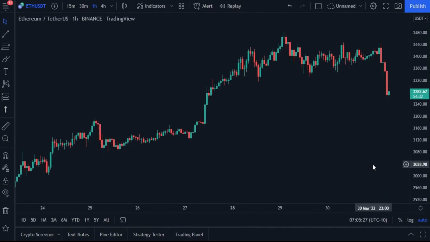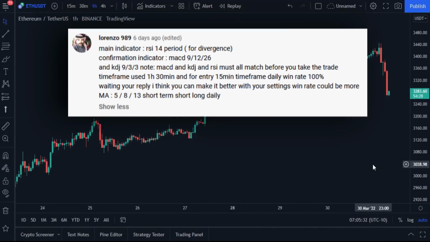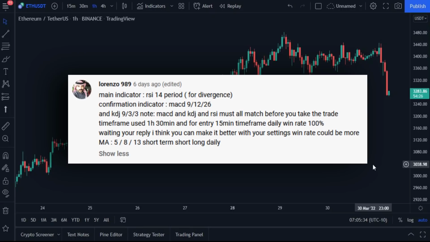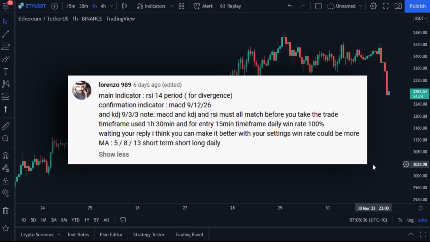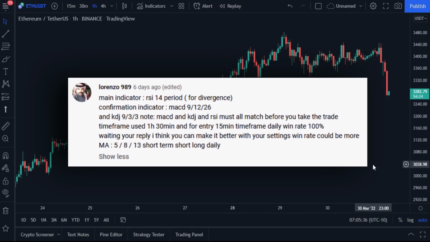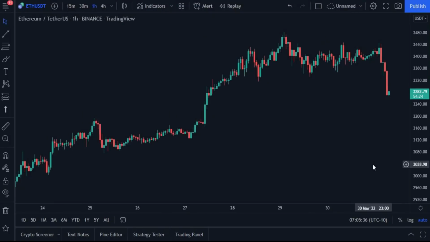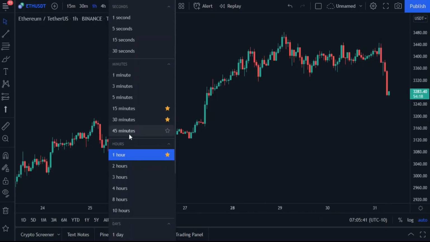Well, this was a simplified explanation of the second strategy, but now let's see the third and last strategy in this video. The third and final strategy, shared by Lorenzo. And to be honest, this strategy is very excellent, and we may develop it in the future to be more accurate and more profitable. Well, this strategy works on 1 hour, and even 30 minutes or 15 minutes, but to get better results, it is recommended to use it with large time frames.